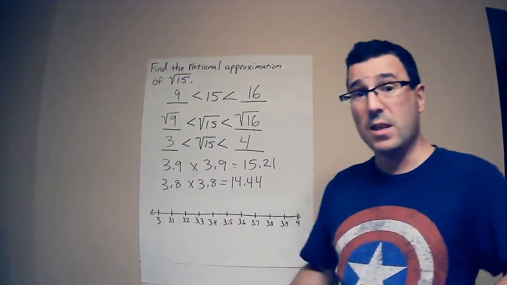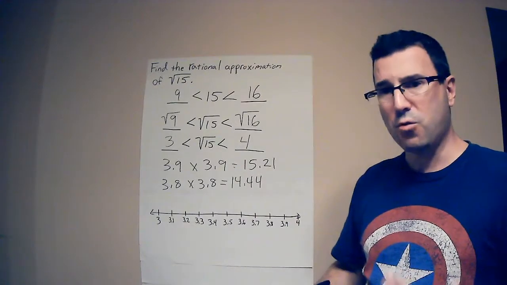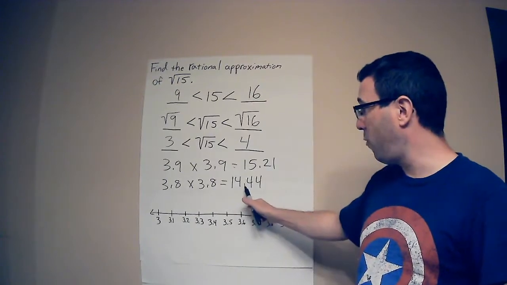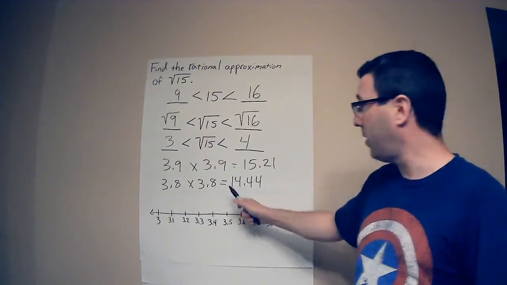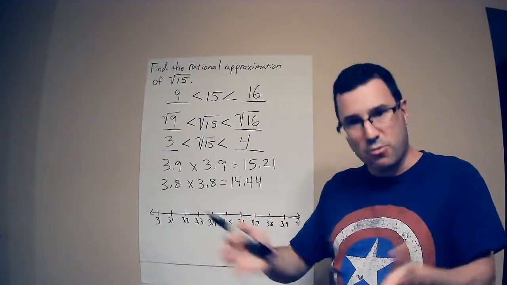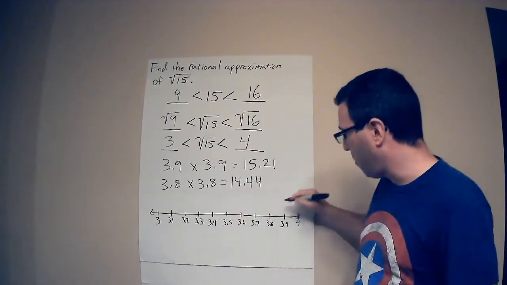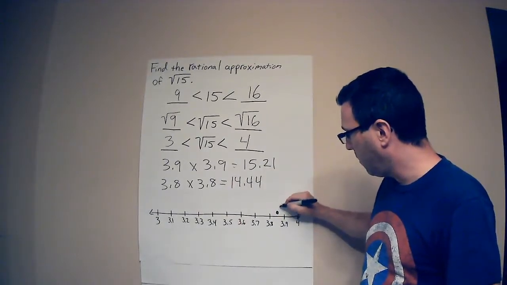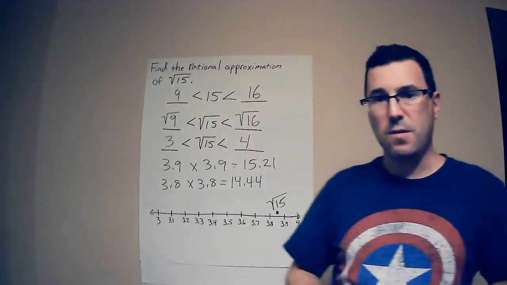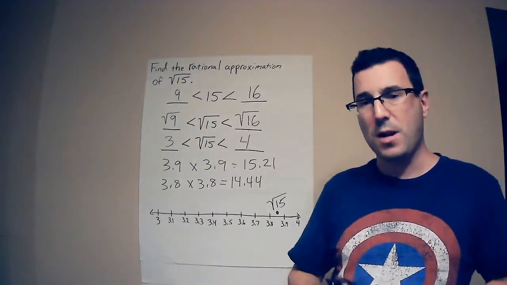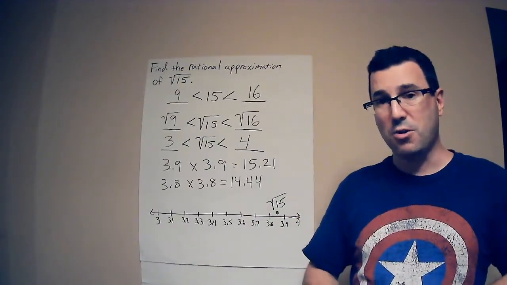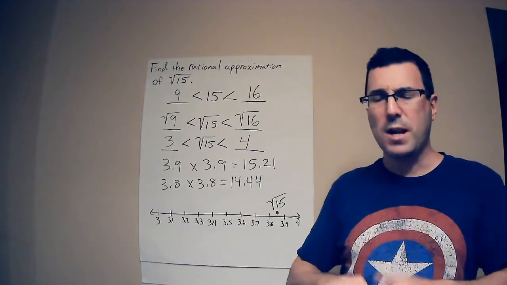So I know that the rational approximation of square root of 15 is somewhere between 3.8 and 3.9. I can always try to get a little closer, but I'm going to go with this right now. This is about where square root of 15 falls, somewhere between 3.8 and 3.9. So that's what we call a decimal approximation. We could say it's somewhere between 3.8 and 3.9.